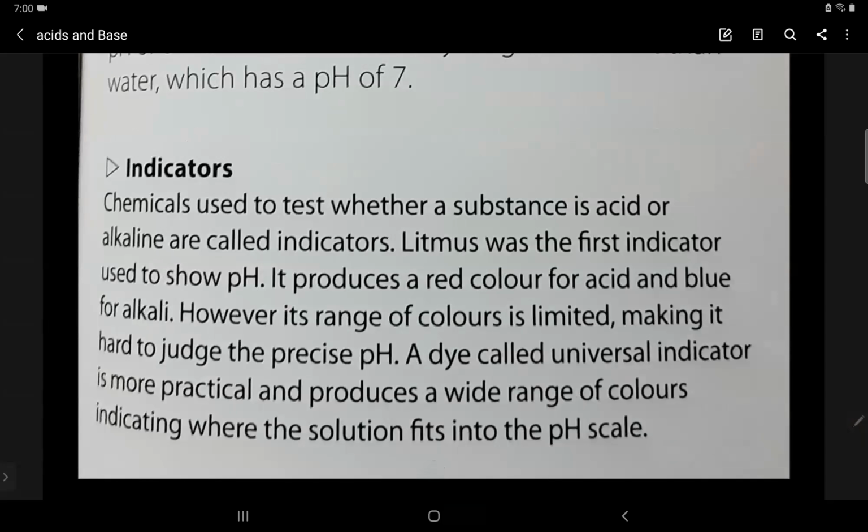Now, indicators. Chemicals used to test whether a substance is acid or alkaline are called indicators. Litmus was the first indicator used to show pH. It produces a red color for acid and blue color for alkaline. However, its range of colors is limited, making it hard to judge the precise pH. A dye called universal indicator is more practical and produces a wide range of colors indicating where the solution fits in the pH scale.